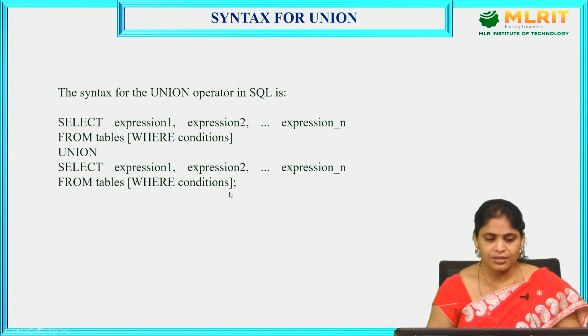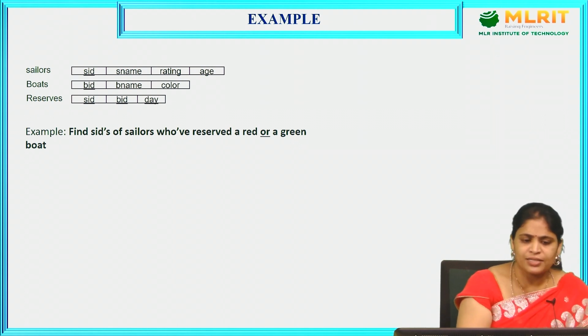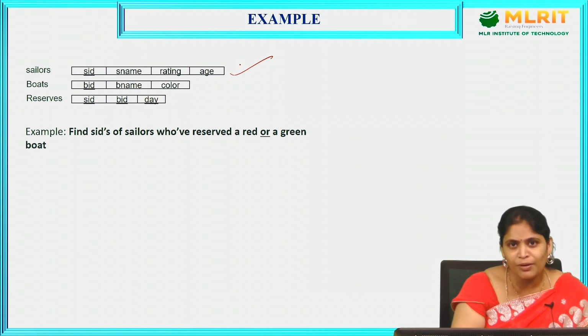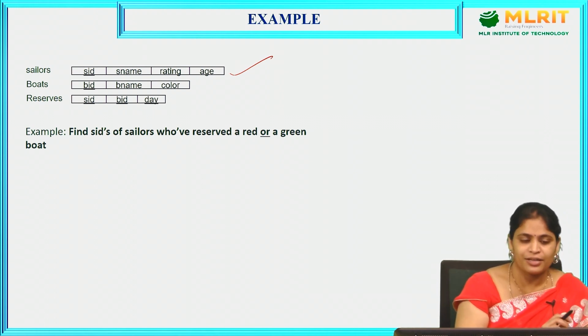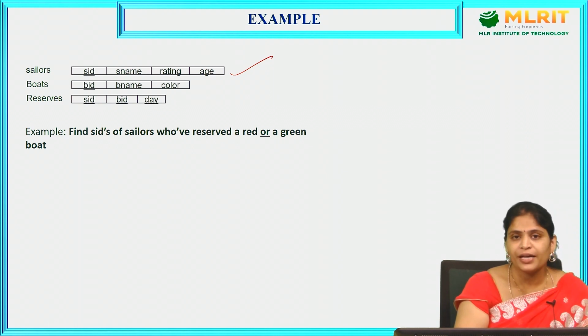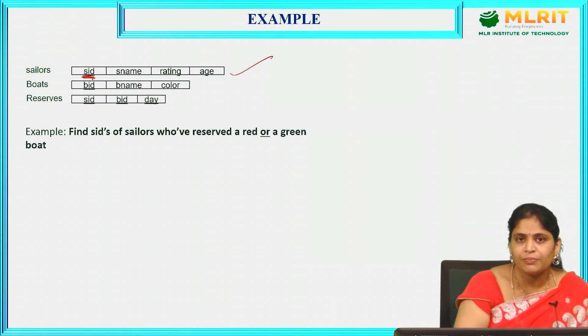Let us discuss this with an example. Let us consider the Sailors table with SID and SName. Here I have represented the schema, which is nothing but the design of the database. Next, the Boats table contains three columns, BID, BName, color, and the Reserves table contains SID, BID, day. Here you can see the underline, which represents the primary key of that particular table, meaning it has unique values.